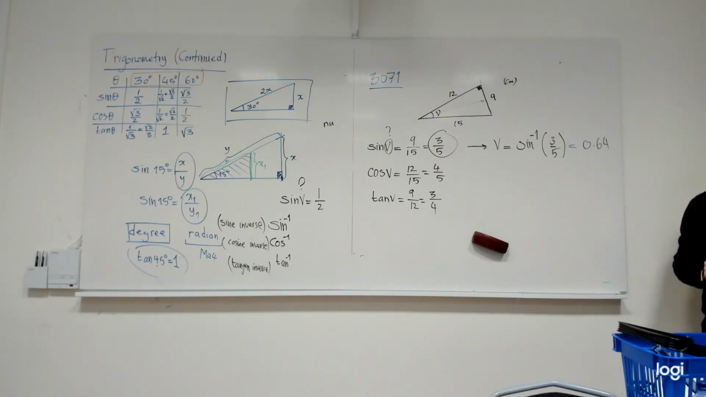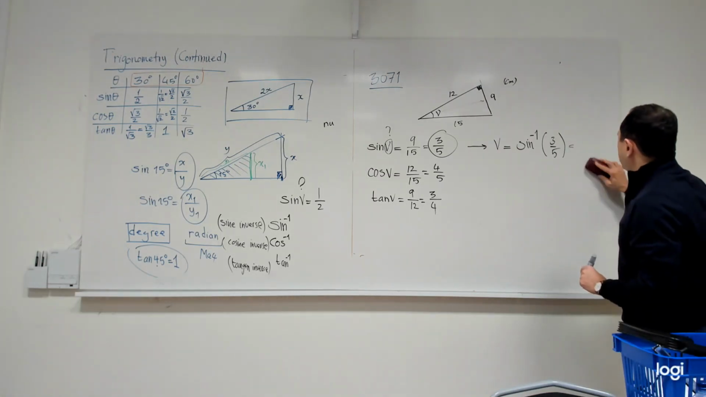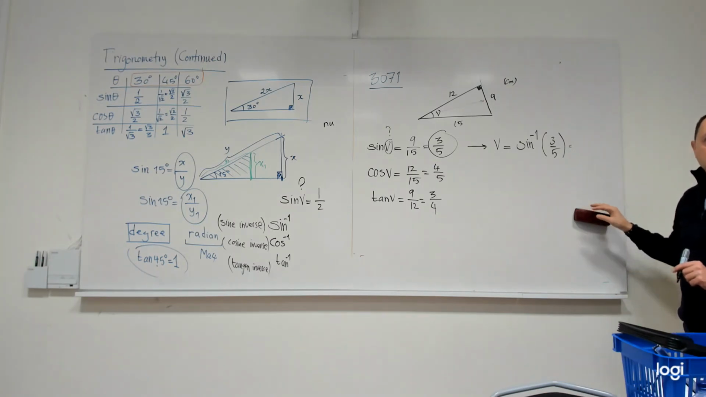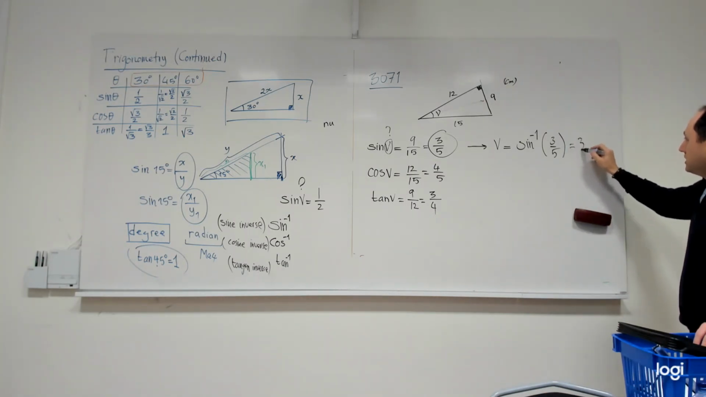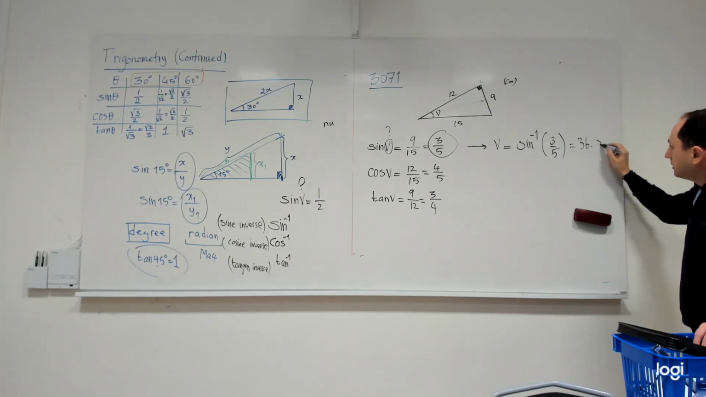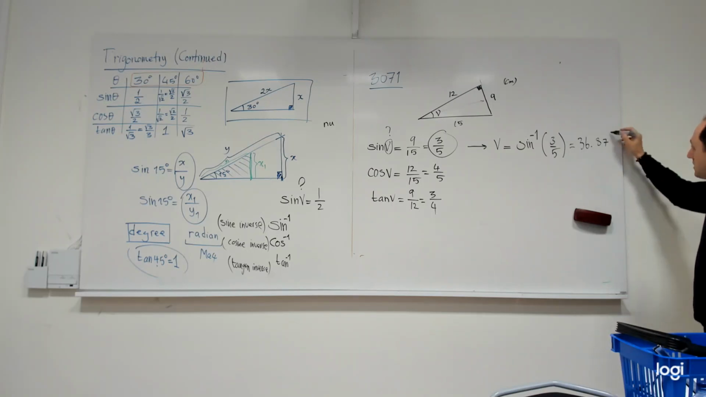GeoGebra by default is, are you using the CAS view? Yeah. The CAS view is by default on. I haven't checked how I should switch to the degree mode, but what is the answer that you have using the calculator? Yes, 36.869, so let me write 87 degrees.